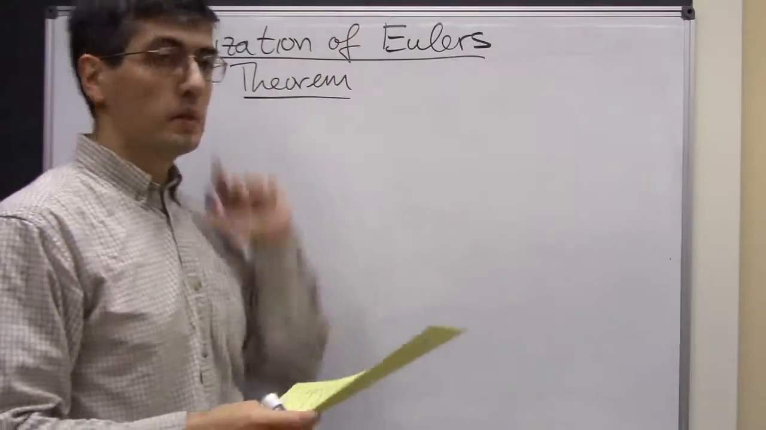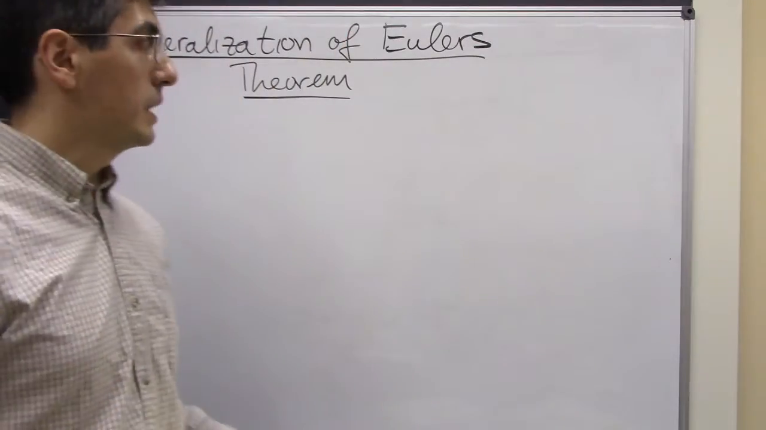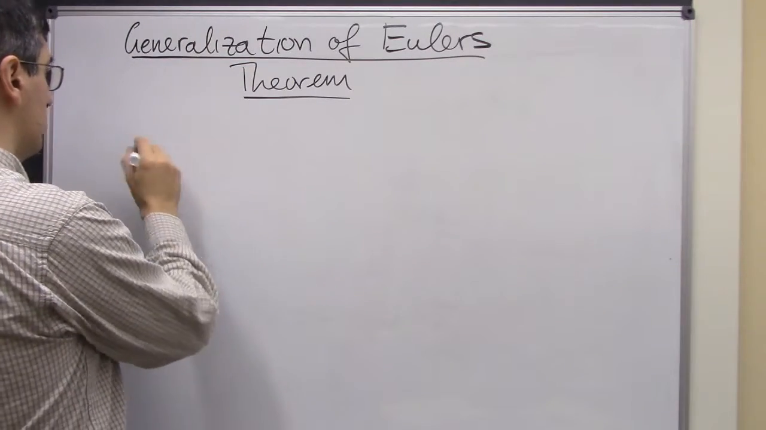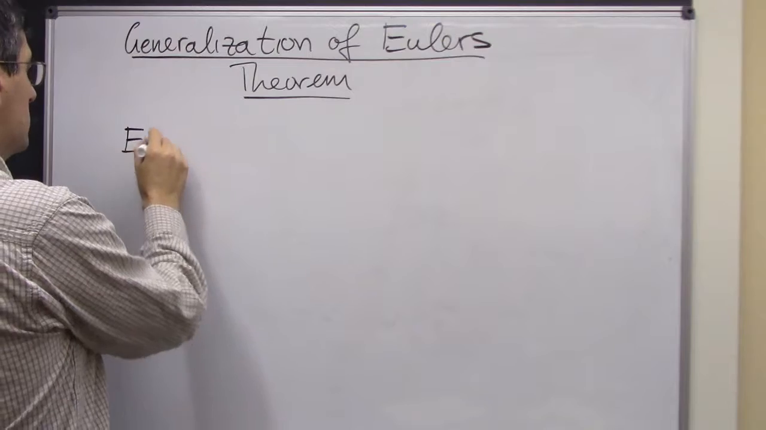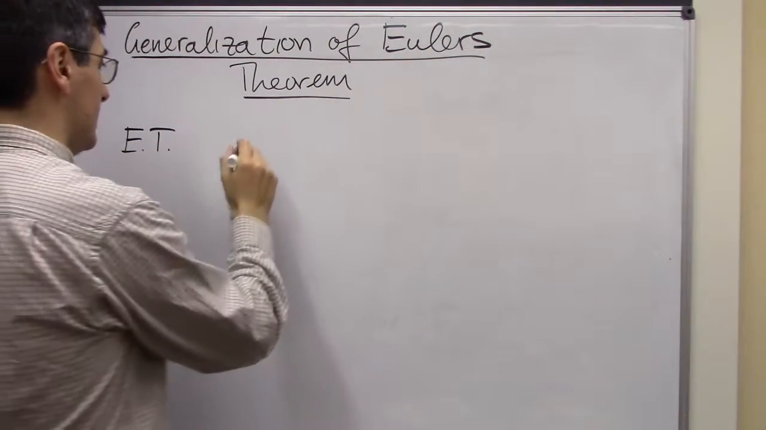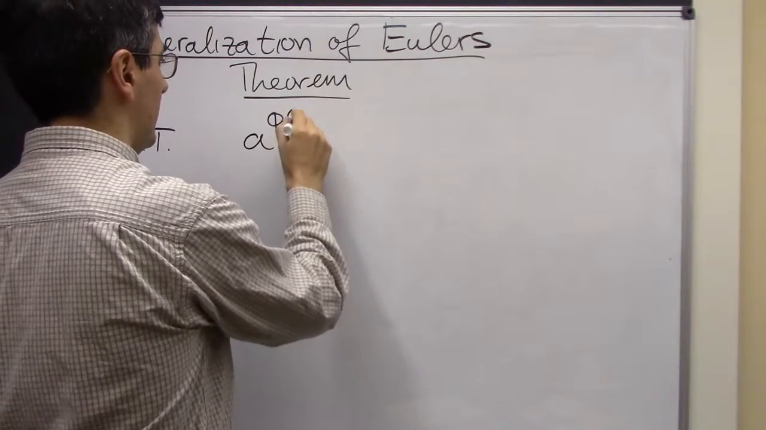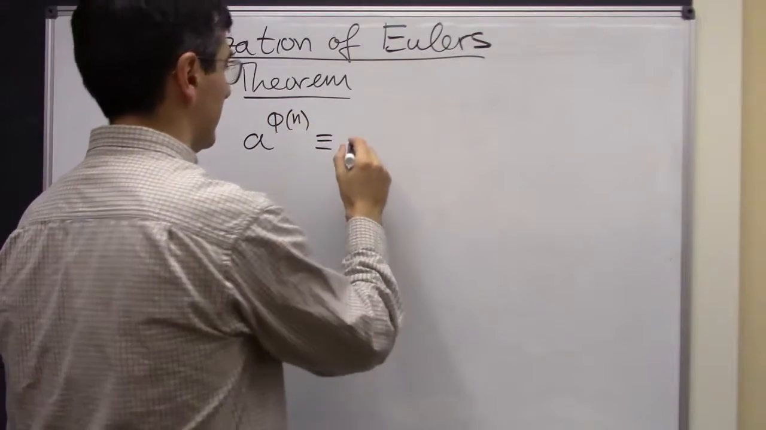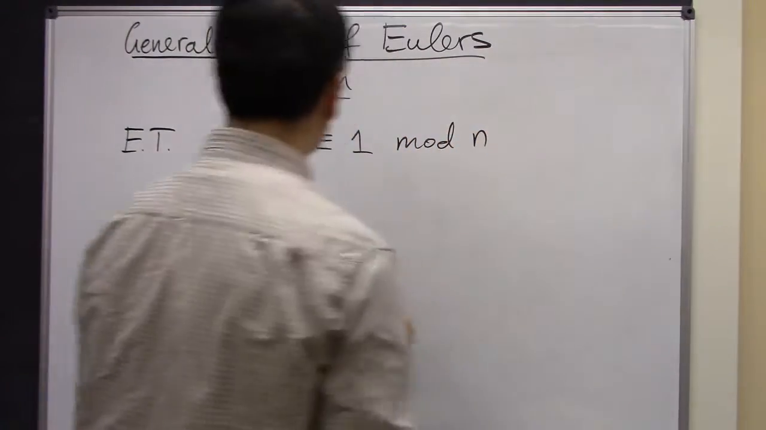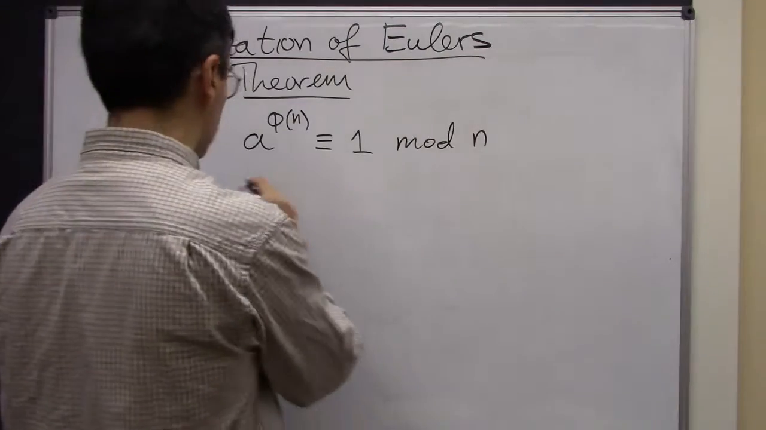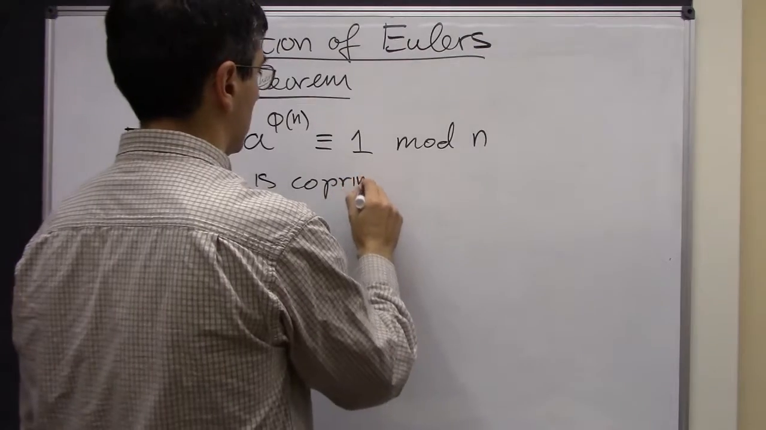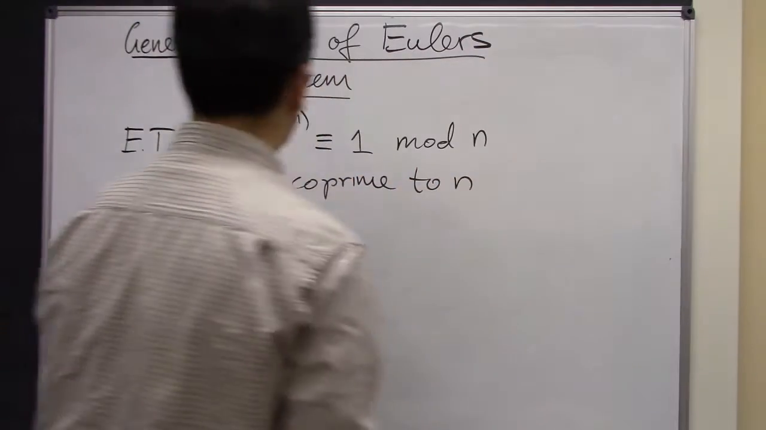Now, as I promised, this is the second part of the same lecture, and here we will discuss a generalization of Euler's theorem. Euler's theorem, abbreviated ET, is a^φ(n) is congruent to 1 mod n, where a is coprime to n. Right?